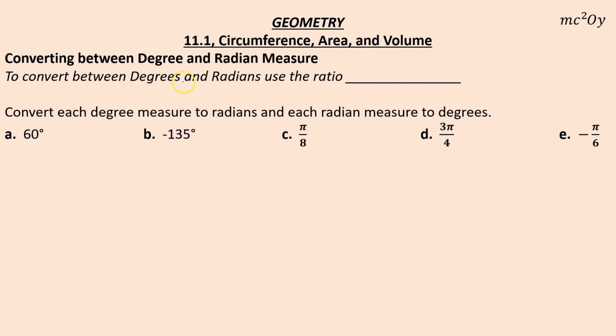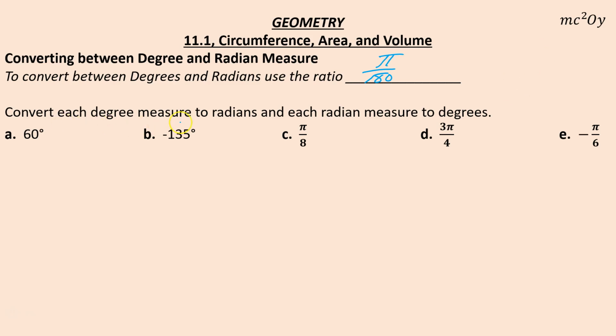So to convert between degrees and radians, we want to use the ratio pi over 180. I guess you could use 2 pi over 360, but if we use 2 pi over 360, note we just cancel the 2, call it 1, change that to 180, and you get pi over 180. So that's why we use pi over 180. Okay? So how do we do that?